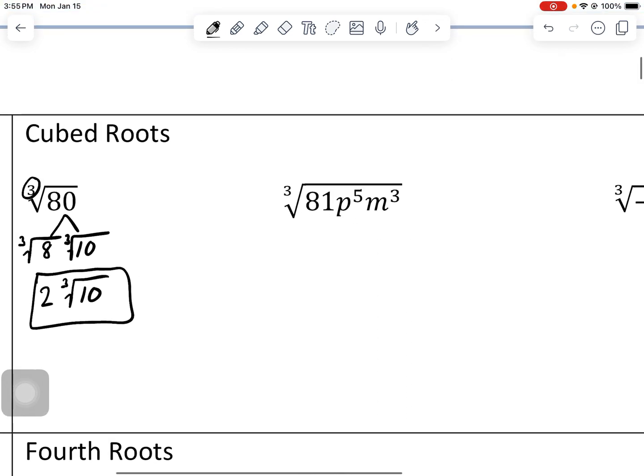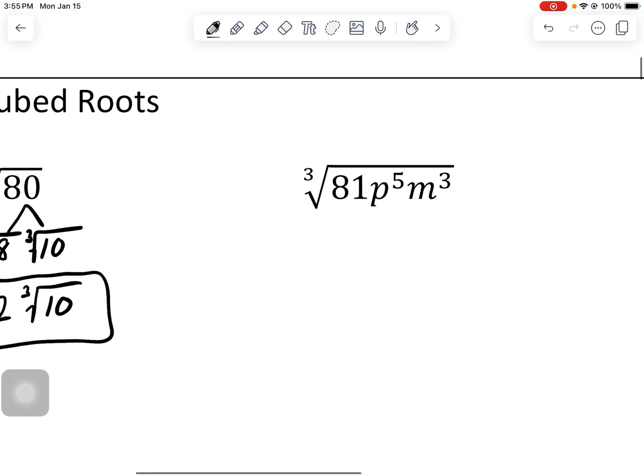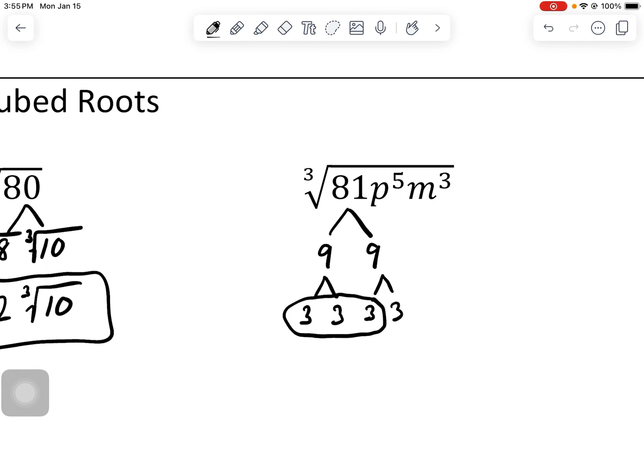Okay, so here's our next one. We got 81, and 81 maybe isn't as evident what it should be. So I'm going to break this down here. I'm going to write that as 9 and 9, and then I'm going to write this as 3 and 3, 3 and 3. And again, I'm looking for groups of 3. Maybe I should change my color here once in a while. So that means I can take out a group of 3.